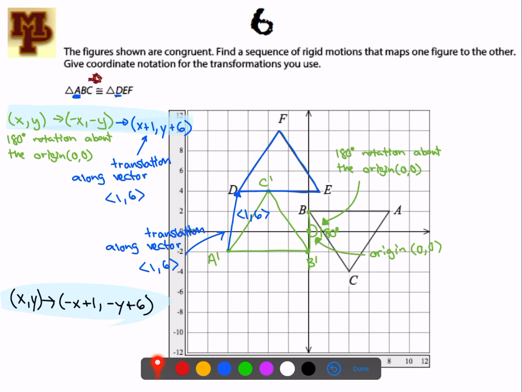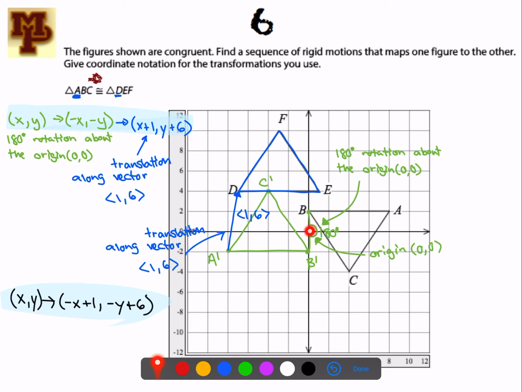So what I did is I first did a 180-degree rotation about the origin, because again, A needs to map on top of D. If I just do a reflection, A would then be able to move on top of E. But if I do a rotation, now A is facing the same direction as D. So with triangle A prime, B prime, C prime, we did a full 180-degree rotation about the origin.